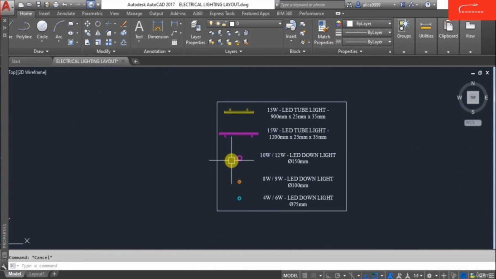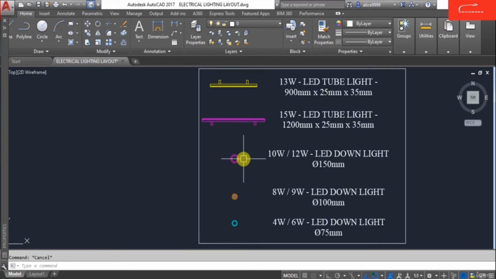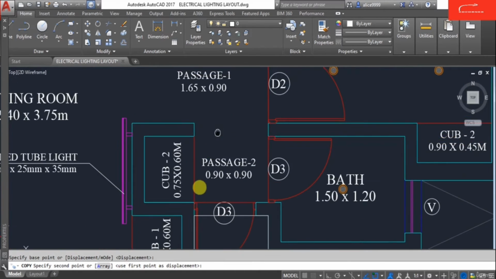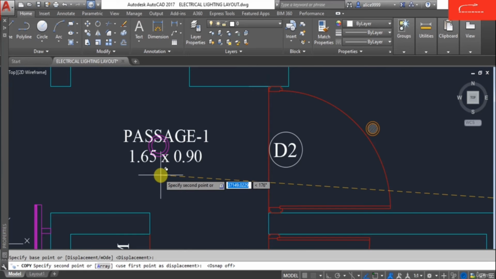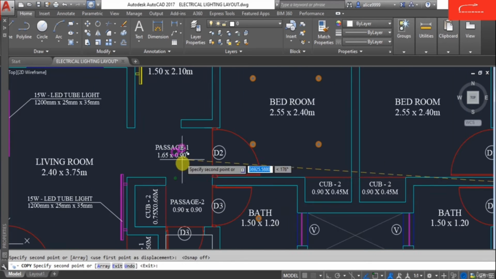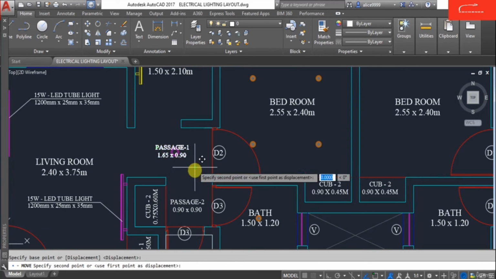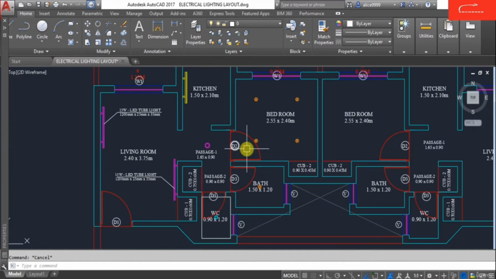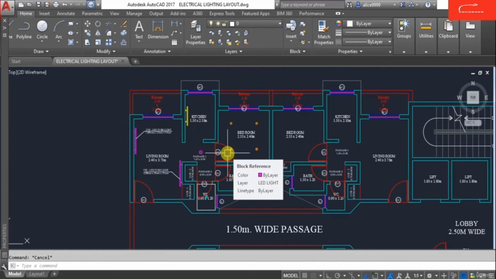So if I want the 13 watt LED downlight, I need to choose this 10 to 12 watt LED downlight, and I need to put it at the center of this passage area. So I have completed the inner lighting of the typical flat.